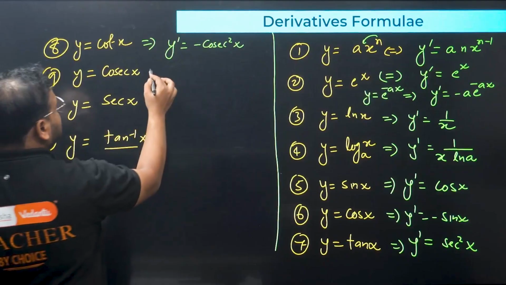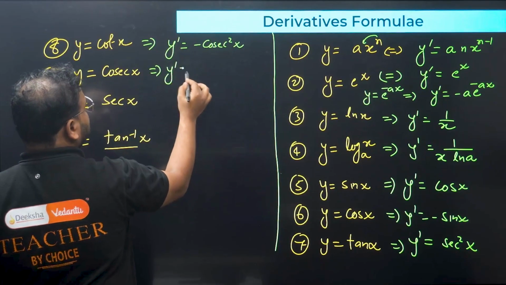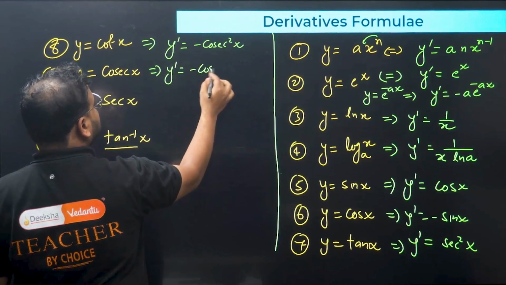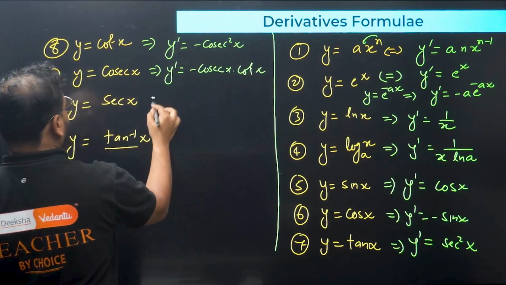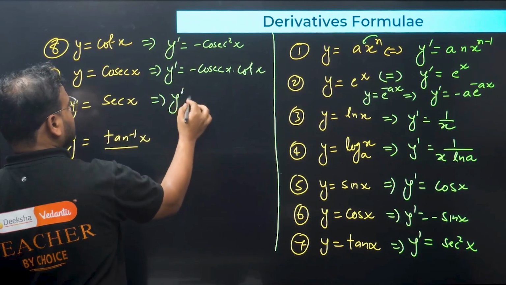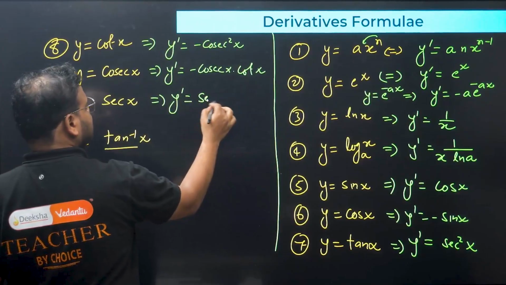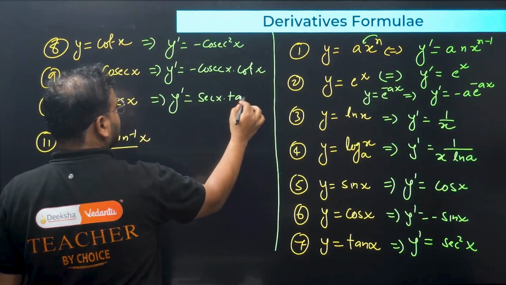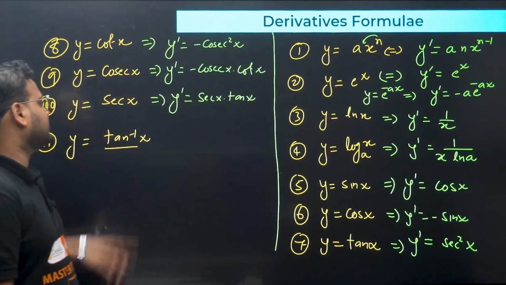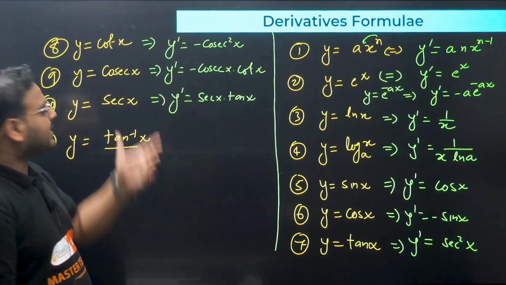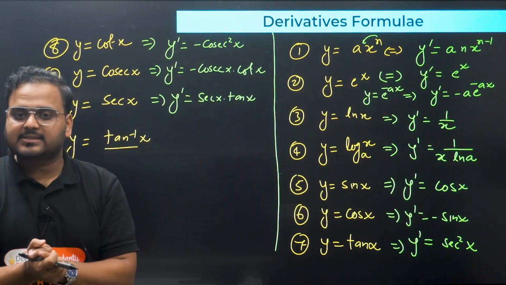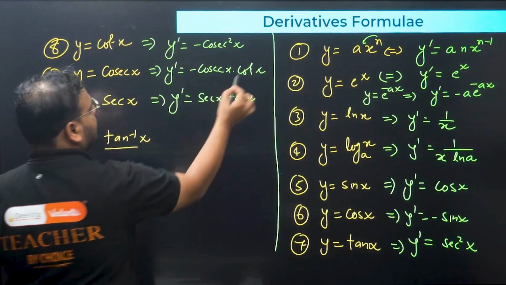For cosec x, we'll have y dash equals minus cosec x cot x. And for sec x, we'll have y dash equals, it'll be plus, sec x tan x. So for sec x the derivative is sec x tan x, and for cosec x the derivative is minus cosec x cot x. Formulas are listed over here now.